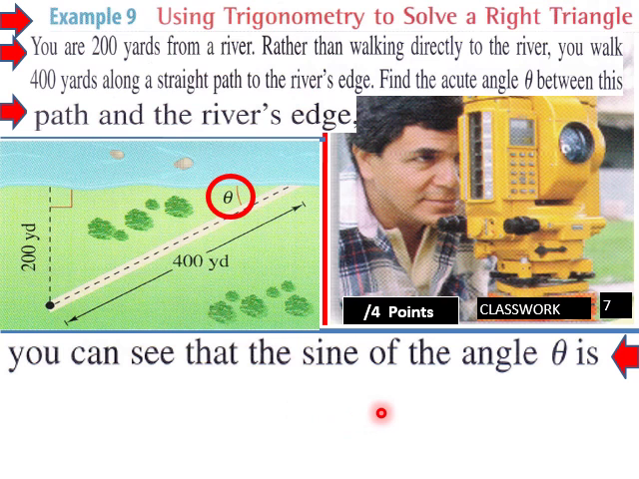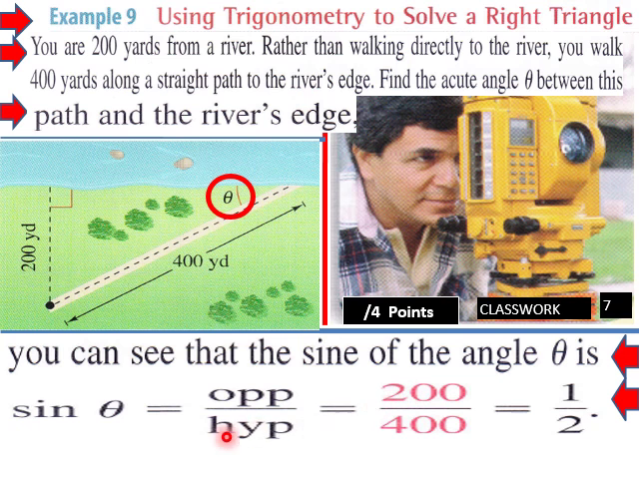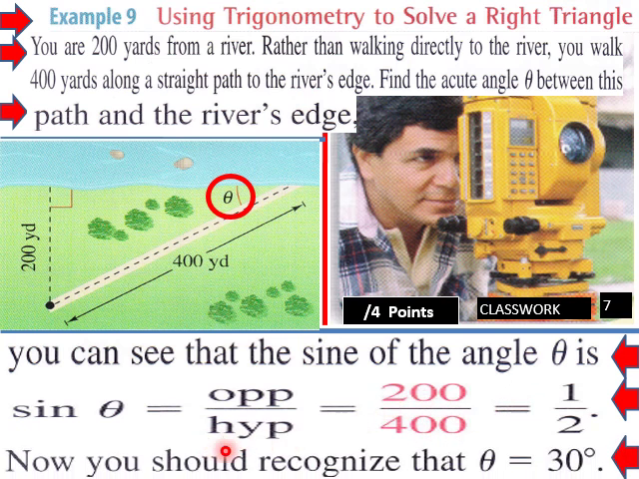No, it doesn't. You can see that the sine of the angle theta, so the sine would be the opposite over the hypotenuse, and this would be your hypotenuse here. Sine theta equals opposite over hypotenuse. 200 over 400 would equal 1 over 2. So that would be the function value. Now you should recognize that theta equals 30 degrees. If we come up with this function value for a sine on a right triangle, then you should know that it is a 30-degree angle, and also by punching that into your calculator, you'll come up with that as well.